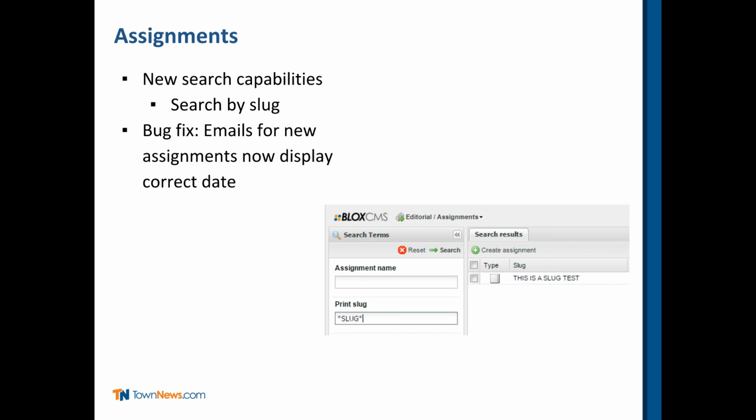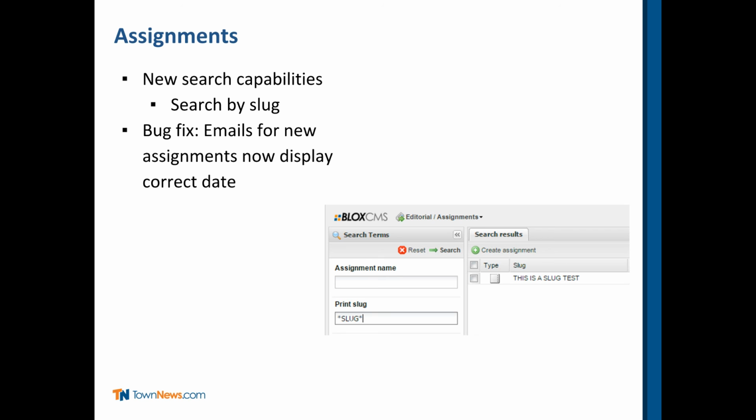Next thing, some changes to the assignment functions. Assignments is a kind of a subpart of Page Tracker where you can assign things to be created. Used to be that you could search for the assignment name. Now you can search by the print slug. And so this isn't a very exciting print slug in the assignment editor, but nonetheless, it is an option. Also, a bug fix happened there.